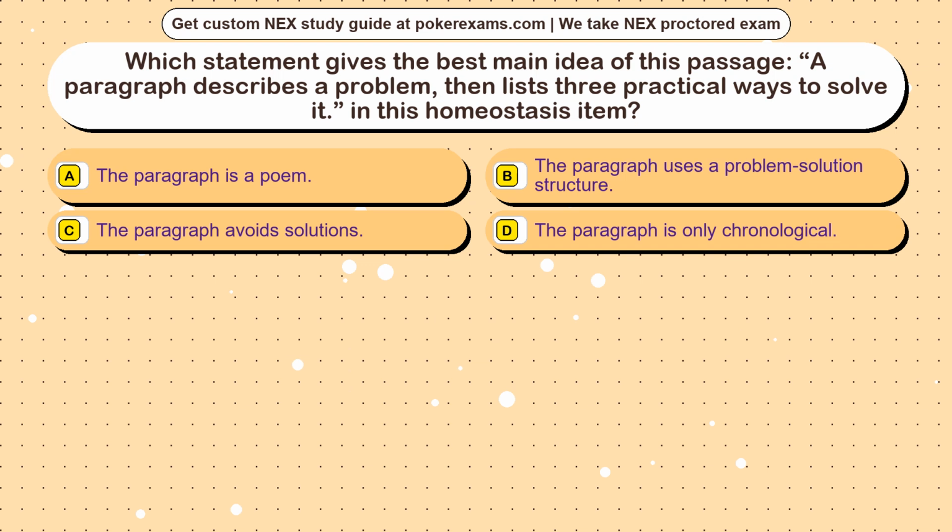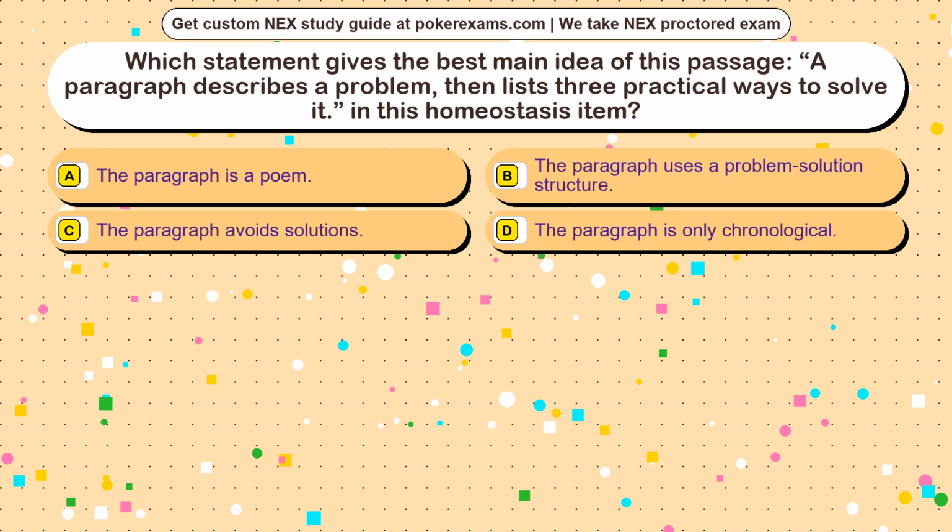Question 1. Which statement gives the best main idea of this passage? A paragraph describes a problem, then lists 3 practical ways to solve it in this homeostasis item. Option A. The paragraph is a poem. Option B. The paragraph uses a problem solution structure. Option C. The paragraph avoids solutions. Option D. The paragraph is only chronological.